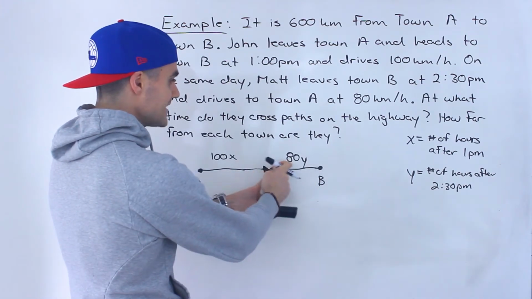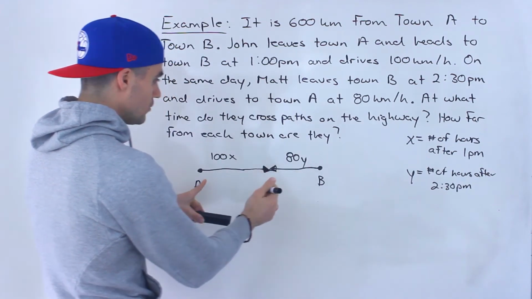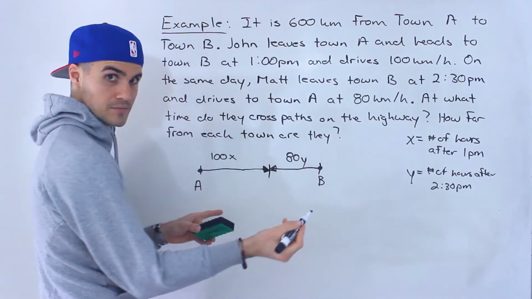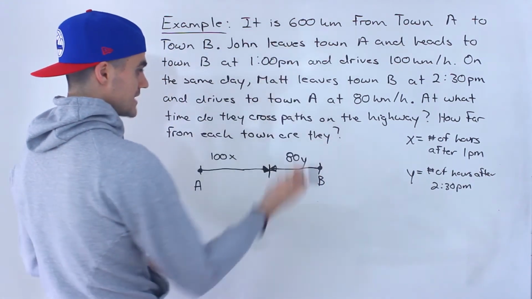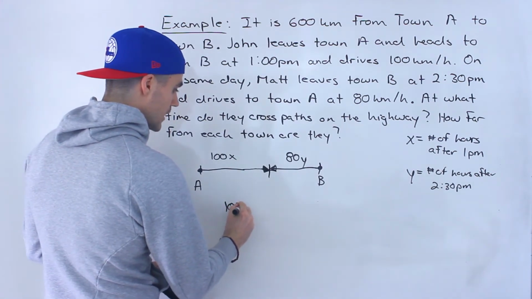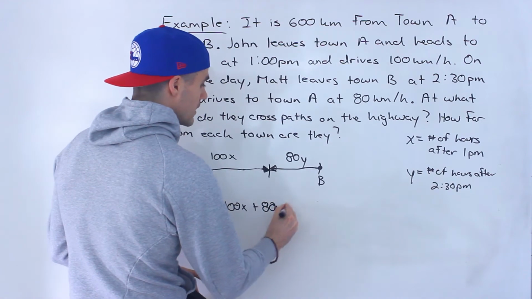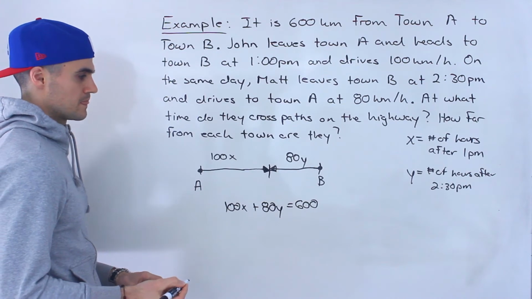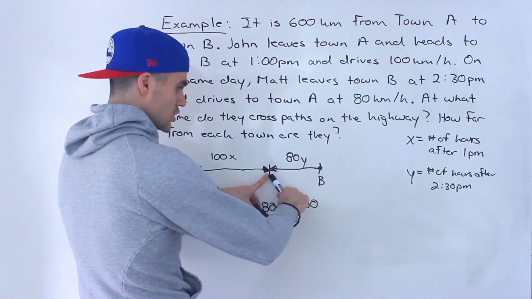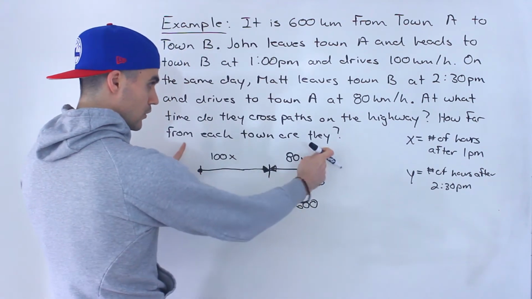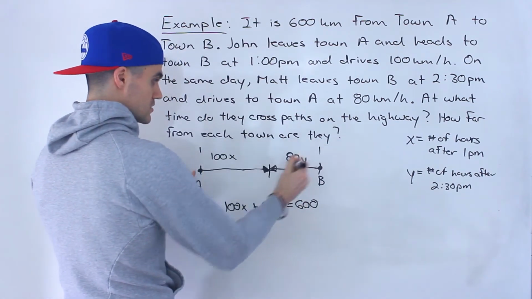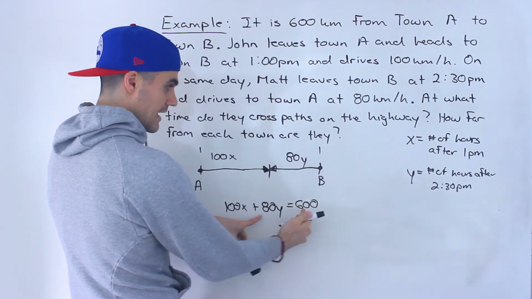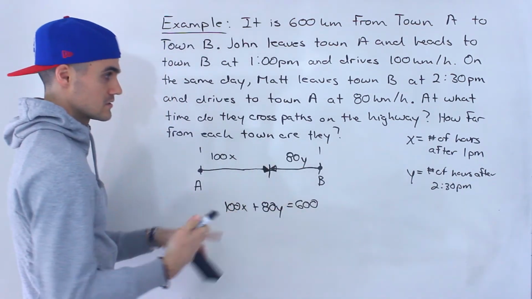Now, when they pass each other, what does this distance and this distance have to add up to? It's got to add up to the distance between the towns. So we can say that 100x plus 80y equals 600. Because when they pass each other, this distance plus that distance has to equal the total distance between the towns, 600.